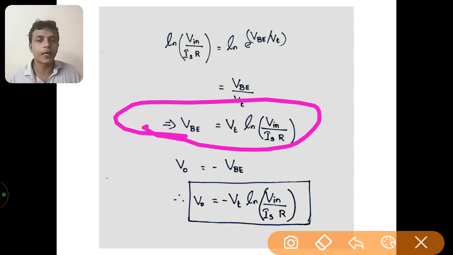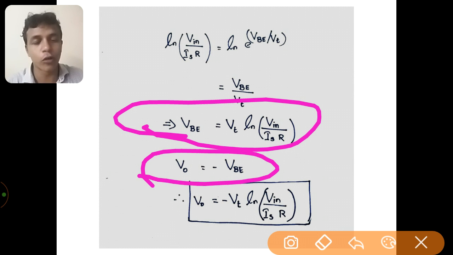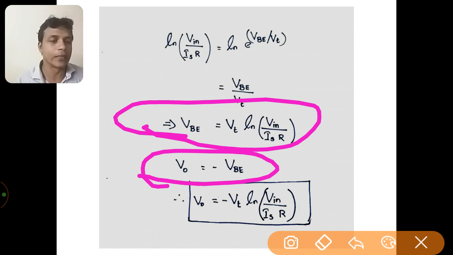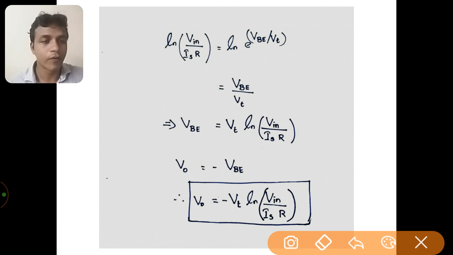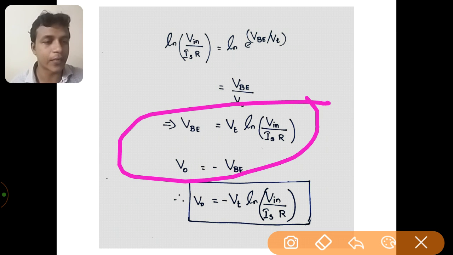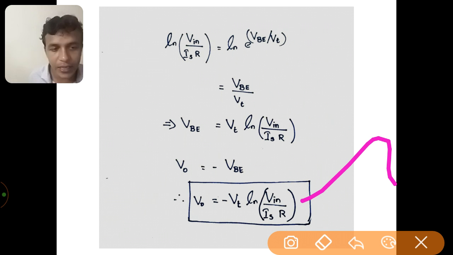Now we have to understand the relationship between output voltage and base emitter voltage. The relationship is V0 equal to minus VBE. That means the magnitudes are the same, but they are opposite in sign, a phase shift of 180 degrees. So comparing these two equations, V0 can be written as minus VT into natural logarithm of V in divided by IS into R. In this equation, the output voltage is directly proportional to the natural logarithm of the input voltage. So we can conclude that this circuit is performing the logarithmic amplification operation.